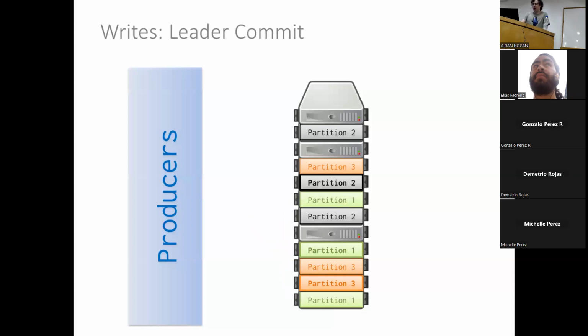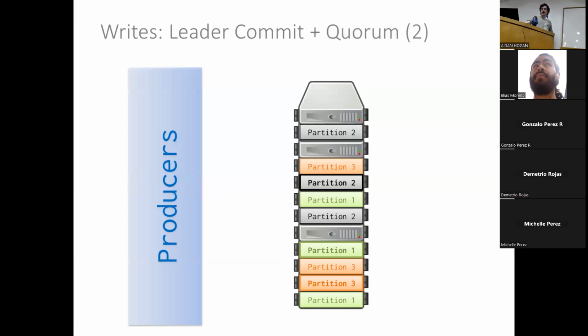Another level of guarantee is the leader commit guarantee, which essentially at least tells us that the leader got the message. We don't know if the leader actually successfully wrote to the followers or not. So this is a little bit better than no guarantee or asynchronous writes. At least we know that the leader has acknowledged that everything went okay. But we don't know if the followers picked up the message or not.